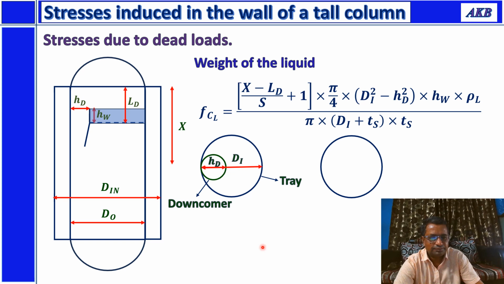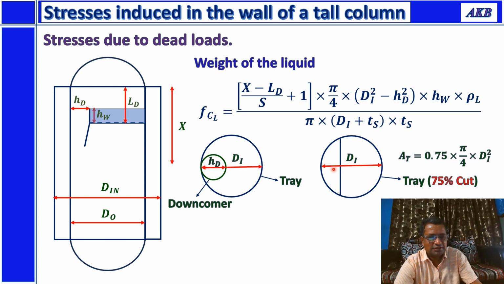Then you may have another type of tray, for example, where some portion of the tray itself is used as the downcomer. So let us say that this is a 75% cut tray. That means 75% of the total area will be the tray part, whereas the remaining 25% will be the downcomer area. So liquid will be going to the bottom tray through this. Okay, then diameter is di.